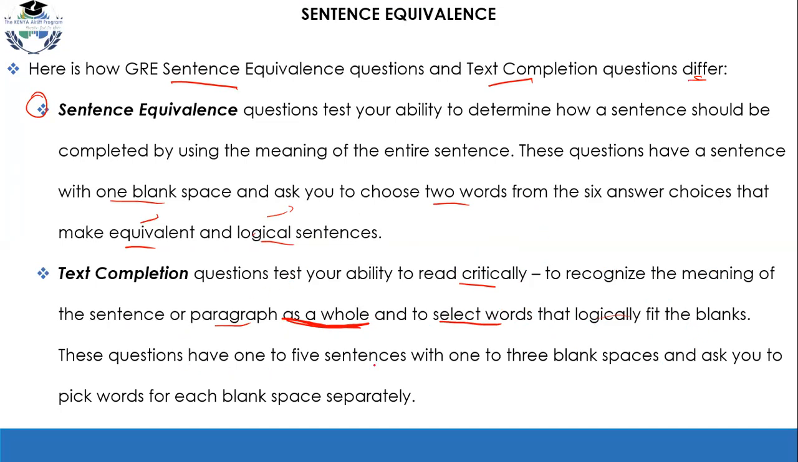These questions have 1 to 5 sentences with 1 to 3 blank spaces and ask you to pick words for each blank. So for text completion, it could be the same as sentence equivalence. It could be one sentence with 1 blank, but it's not going to ask you to pick 2 answers. You only have to pick 1 answer for that, even if it's 1 sentence. So don't always be in a hurry. You see 1 sentence and immediately in your head you think, oh, this might be a sentence equivalence question. Always make sure to read the instructions that you're given by the GRE. Again, the GRE is very specific. It's always going to tell you what it needs. All right.